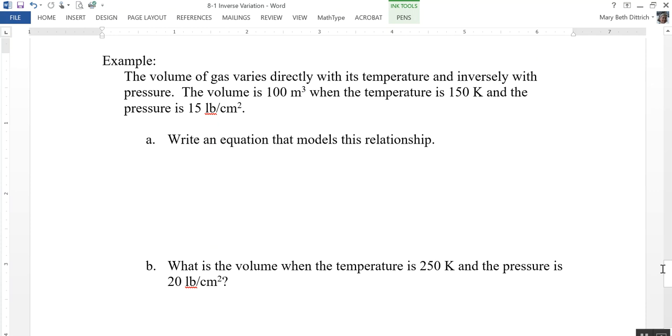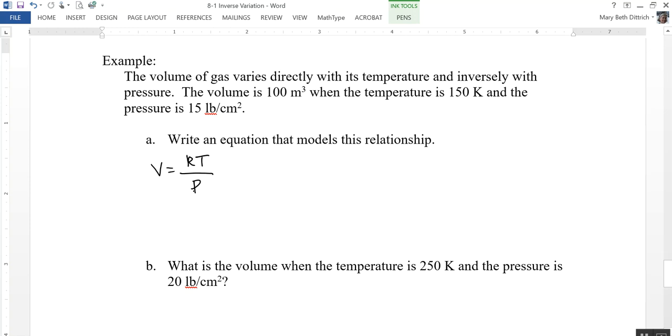The volume of gas varies directly with its temperature and inversely with the pressure. Let's start with that. Let's not worry about the numbers right away. So write an equation that models this relationship. So the volume of the gas is going to vary directly with the temperature. So I don't know yet what my constant of variation is, but I do know that it's going to vary directly with the temperature and inversely with the pressure. Direct goes on top, inverse goes on the bottom.